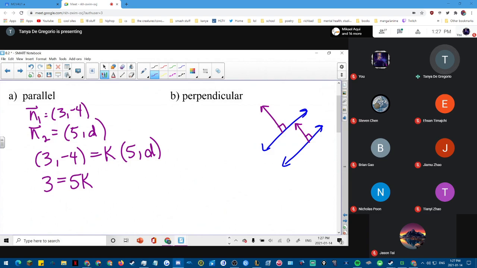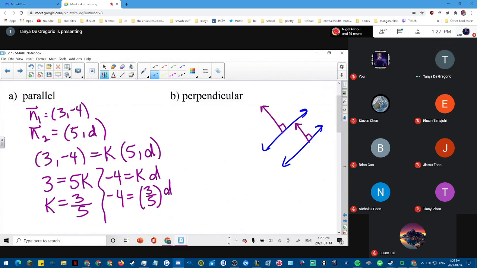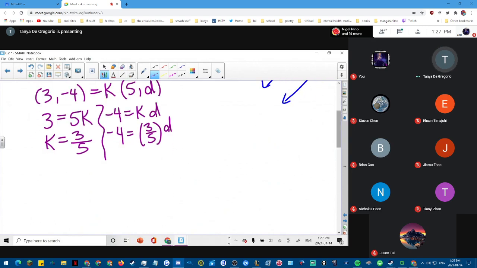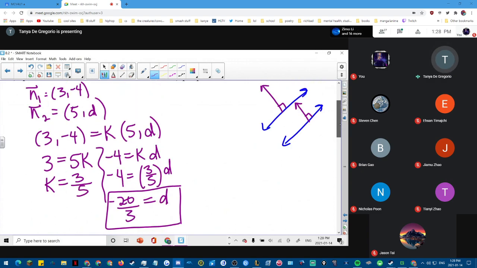Well, I can solve for k here. So what's k equal to? 3 over 5. And now I can solve for D by just subbing in k. And now cross multiplying and dividing, we see that negative 20 over 3 equals D. Okay, and that's the value that will make these two lines parallel, because that's what will make the normals parallel.